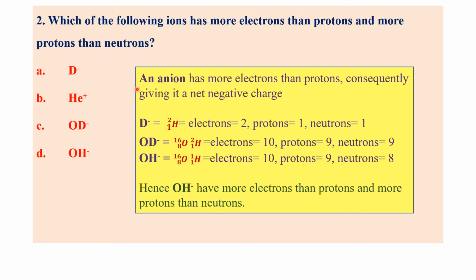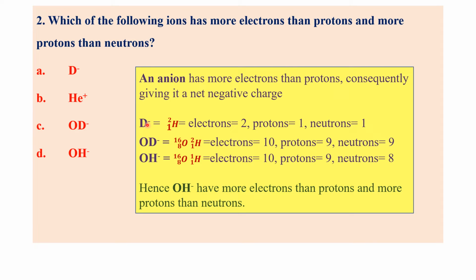The information given is that an anion has more electrons than protons. Looking at these options, option B, He+, is cationic, so it is not the correct answer. We will skip it. Now the competition is between the other three anions. We will find the number of electrons, protons and neutrons for each of these three options.